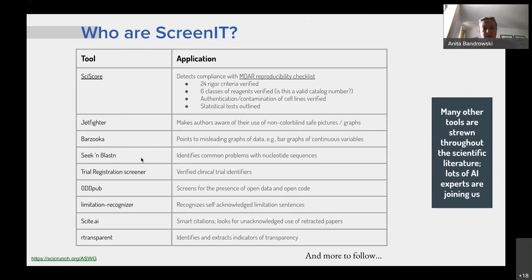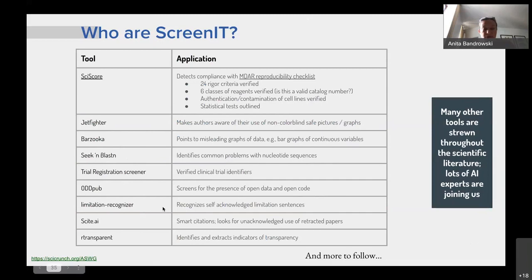Seek and Blastin identifies some common problems with nucleotide sequences. And again, these are all basically fully automated tools. Seek and Blastin has a little bit of a review step. Trial registration screener, that just verifies that clinical trial identifiers are correct. OddPub screens for presence of open data and open code.